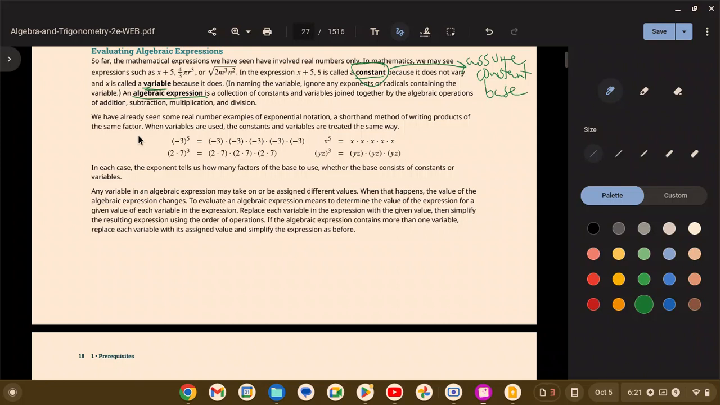To evaluate an algebraic expression means to determine the value of the expression for a given value of each variable in the expression. Replace each variable.